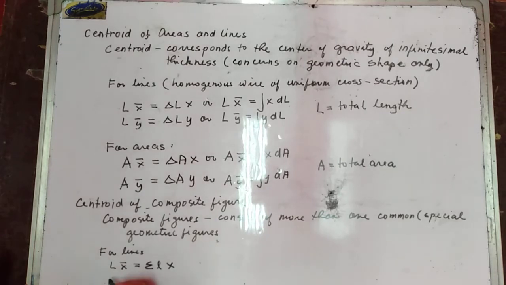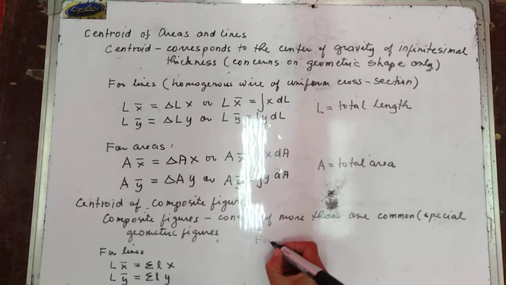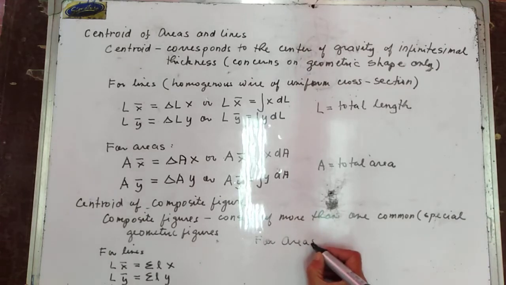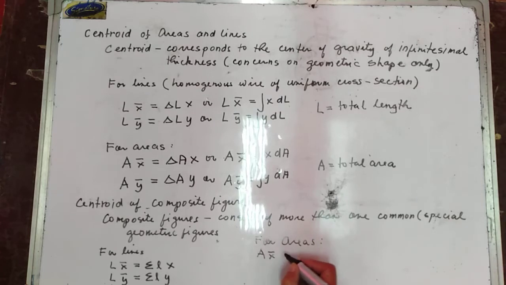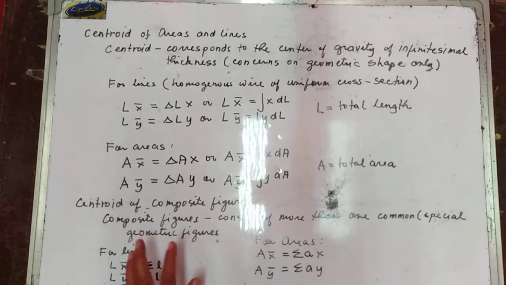And your L bar Y is equal to the summation of l multiplied by y. Similarly for areas, area bar X is equal to the summation of a multiplied by x, and area bar Y is equal to the summation of a multiplied by y. This small a is the area of one spatial geometric figure. Composite figures consist again of more than one geometric figure, that's why we have the summation.